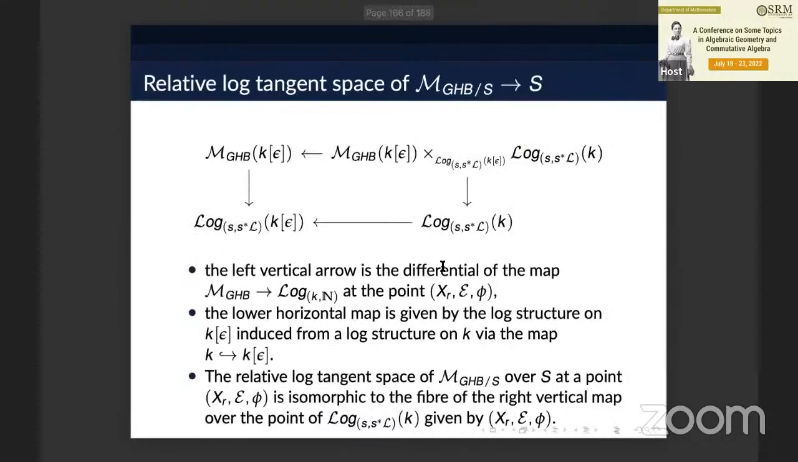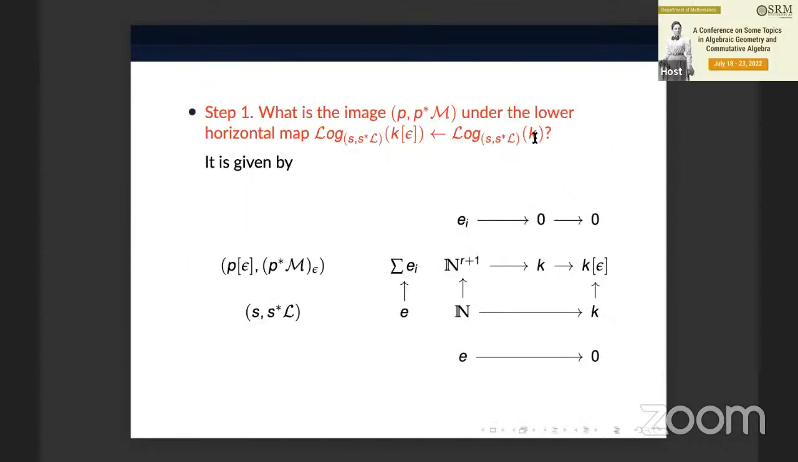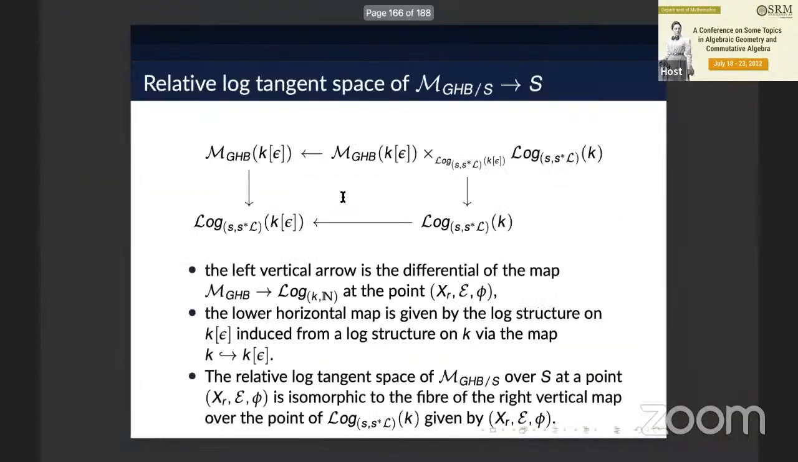Okay, so we have to see what are these two maps. As I have described, given a Giesecke-Higgs bundle over spec K, the log structure on spec K is given by all the generators going to zero. So this is the chart of the log structure, and this is the image here in the log K epsilon valued point. So this is the horizontal map, and now we have to talk about the vertical map.